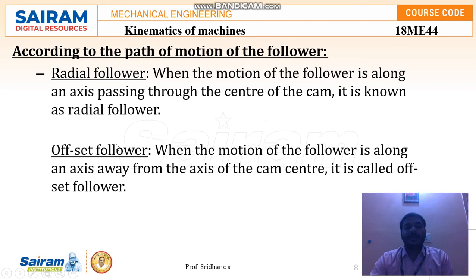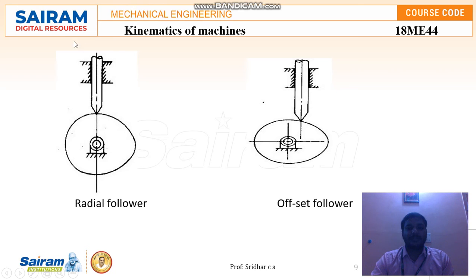Similarly, for an offset follower, when the motion of the follower is along an axis away from the axis of the center, we call it an offset follower. You can see the difference. The axis is now away from the center. This type of follower we call an offset follower. The offset may be either towards the right or towards the left of the axis. So this is what we consider as a radial follower and an offset follower.